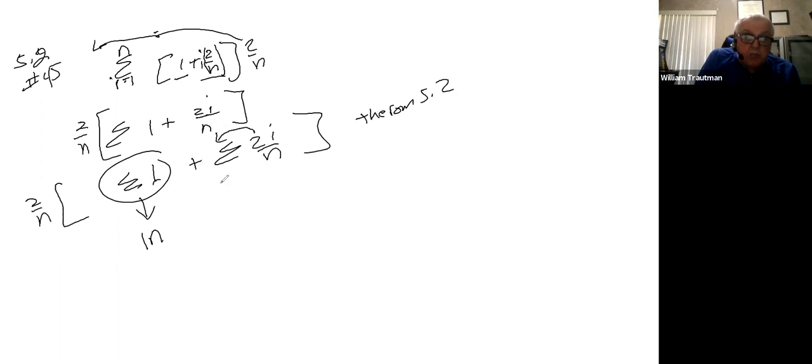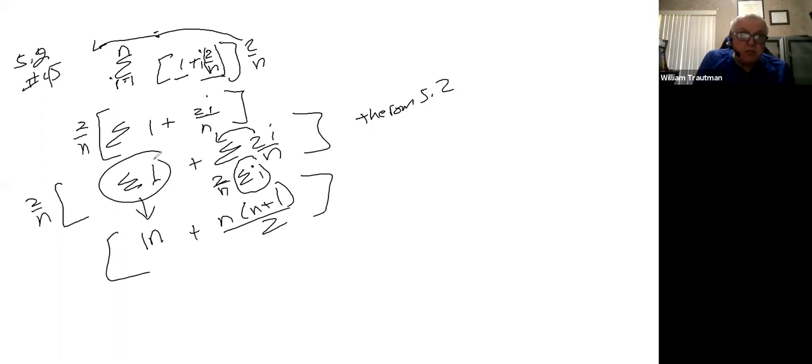This 2 over n can pop out of here. You get 2 over n times the summation of i. And then the summation of i changes, from 5.2, to n times n plus 1 over 2. So from 5.2, a constant just changes to n times the constant. 2 over n can go in front, and the summation of i from 5.2, and let me verify that. I know it's that, but I'm going to just verify it. n times n plus 1 over 2, and we still have a 2 over n here.